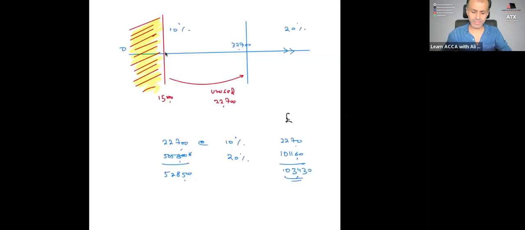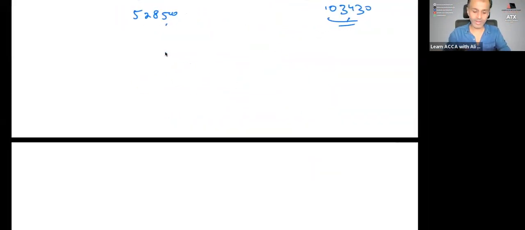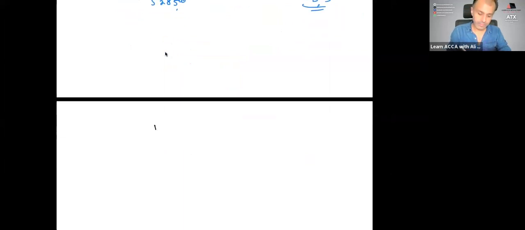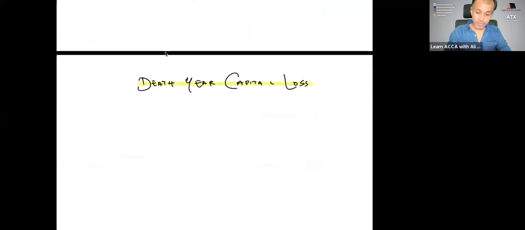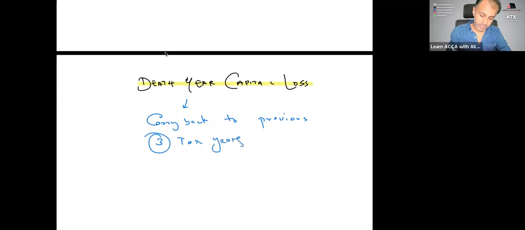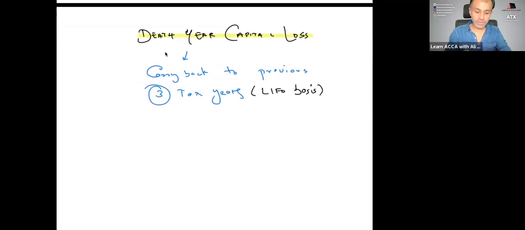Let's come to apply that into application 6 to just see the way how will it be relieved. So the basic rule is carry back to previous 3 tax years on the last in first out basis. And to the extent that it should not be wasting the annual exemption.